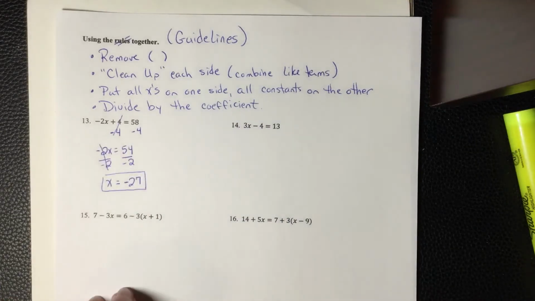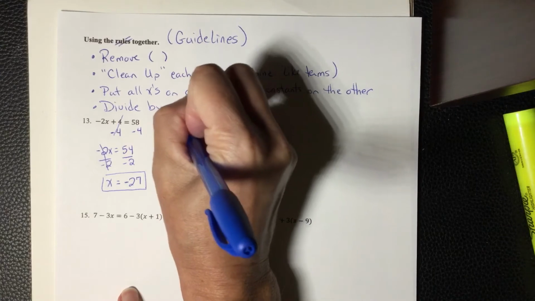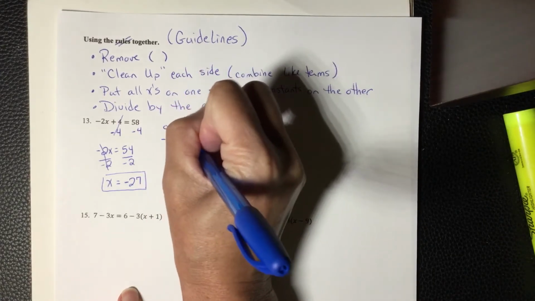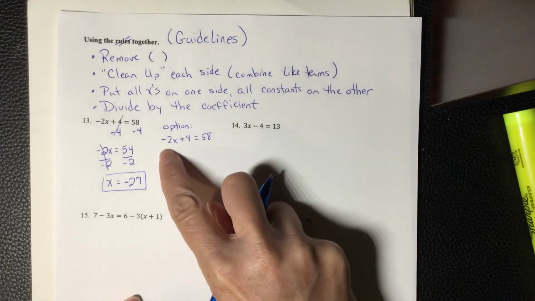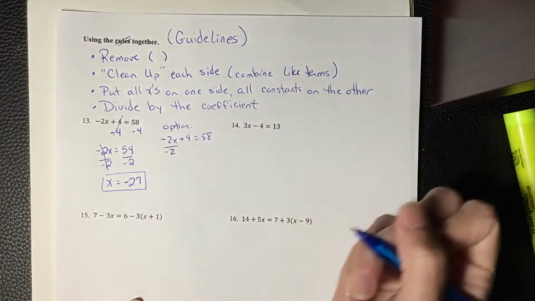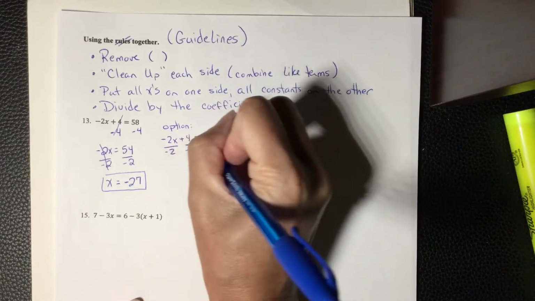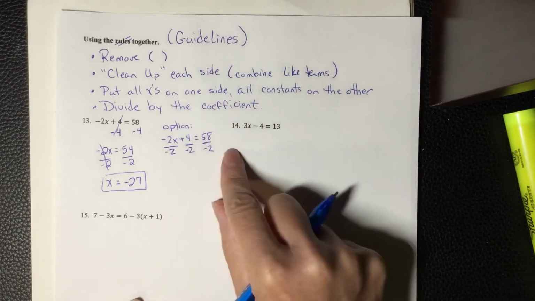So I'm going to show you another way you could have done it. So this is also an option. Let's say that you took the equation and you decided to get rid of the negative 2 first. So you said, okay, I know that's a coefficient, so I have to divide by negative 2. If you do that, you have to divide everything in the equation by negative 2. Okay, so there's that equal action idea.